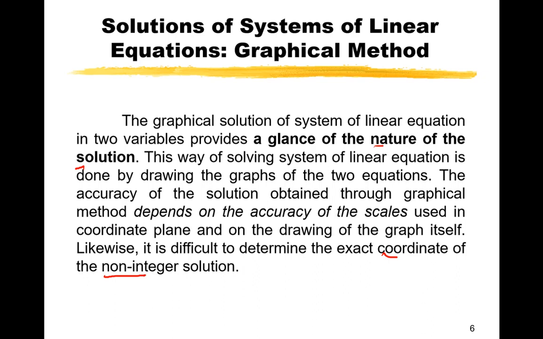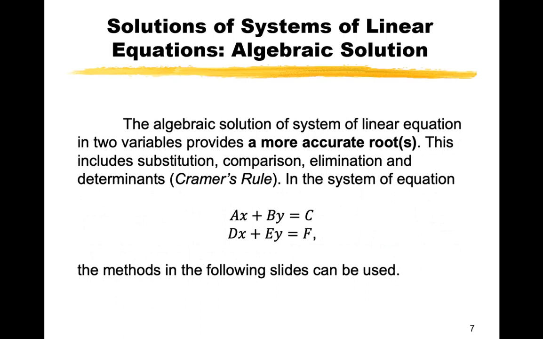That's why we have another method called the algebraic solution. Well, this is an analytical way of solving for the values of x and y na magsasatisfy sa dalawang equations na meron tayo dito sa ating system. So we have four methods or four ways of carrying out algebraic solution. One is the substitution technique, another is the comparison, another is the elimination, and lastly is what we call the Cramer's rule. We make use of determinants sa ating Cramer's rule.